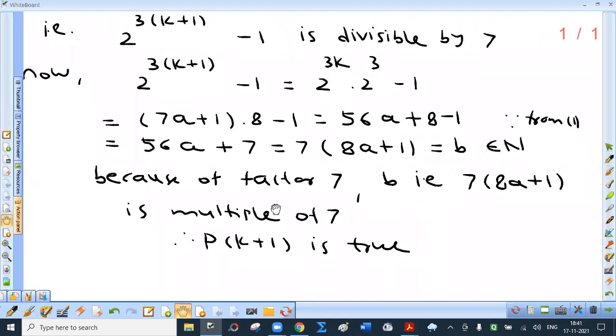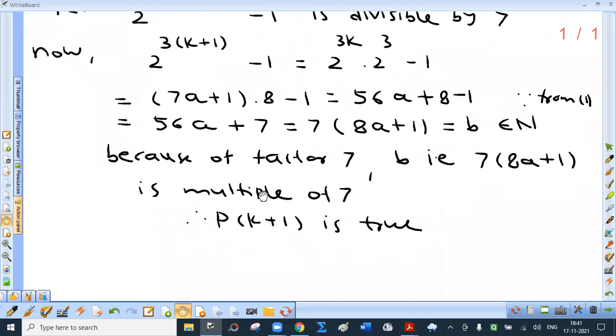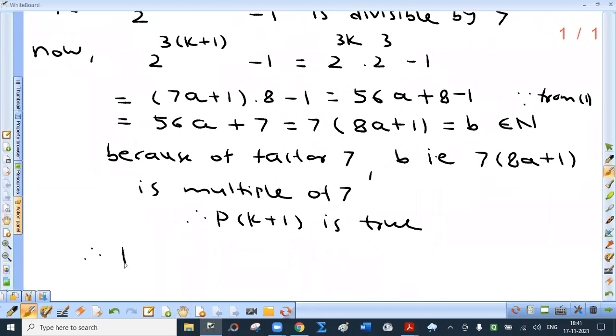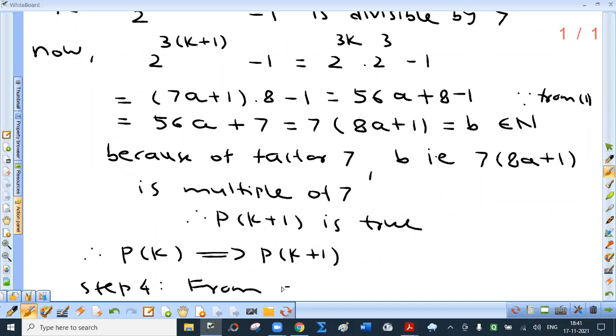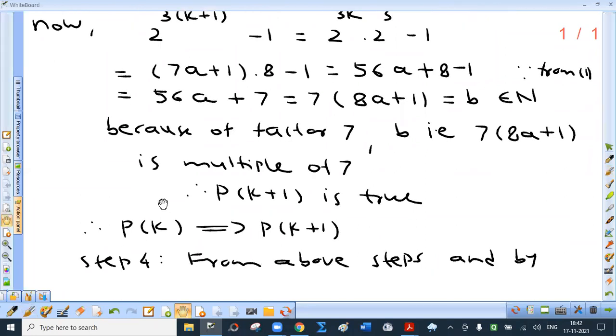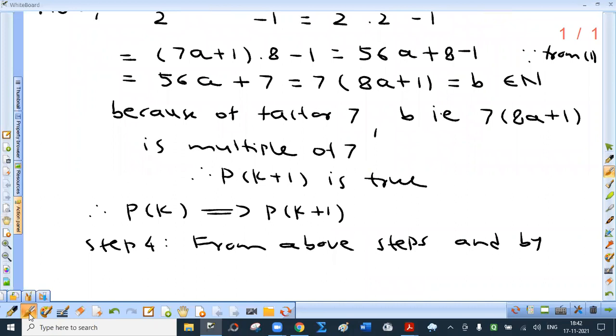Now after this I can say that P of k implies P of k plus 1. So, step 4, from above steps and by principle of mathematical induction. See, no shortcut. Many students just say, so by induction. No. And by principle of mathematical induction.